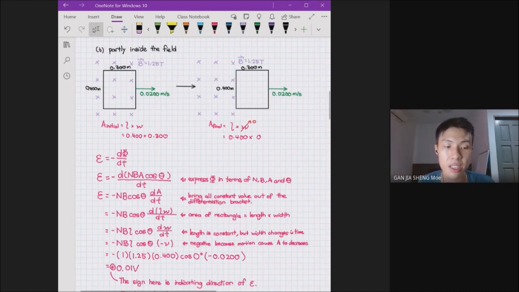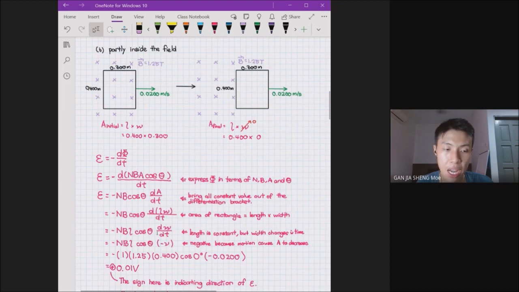You keep the width inside the differentiation bracket, because the length is constant, but the width that is inside the magnetic field is changing with time. Initially, there's 0.300 meter of width staying inside the magnetic field, but at the end, there's 0 meter of width staying inside the field. So it's the width that is changing. Okay, so now you have negative NBL cos theta with the width over the time.